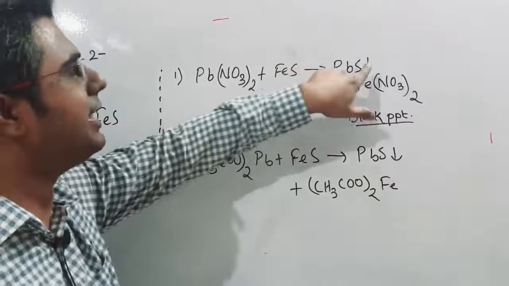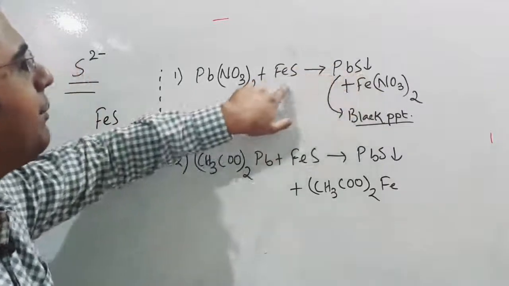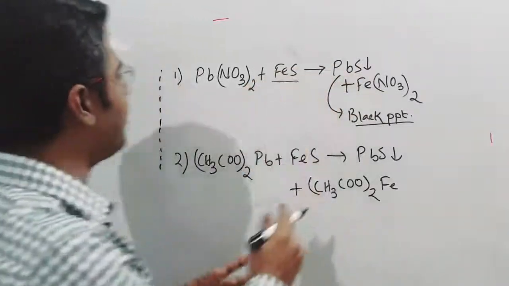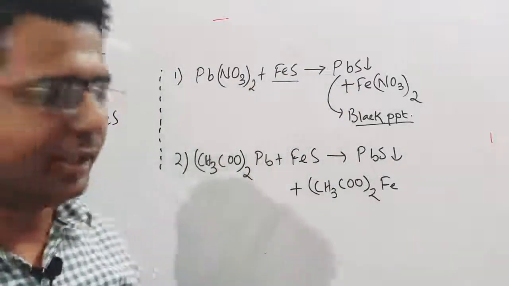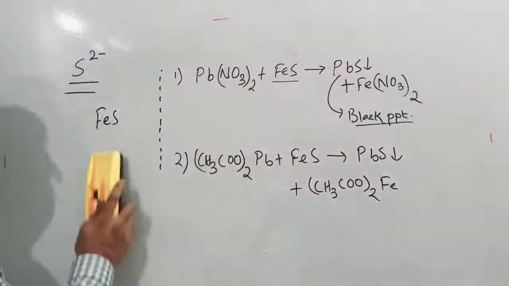So lead sulphide, this sulphide is coming from this compound. So I am sure whatever sample is given to me has a sulphide ion. Okay, clear?